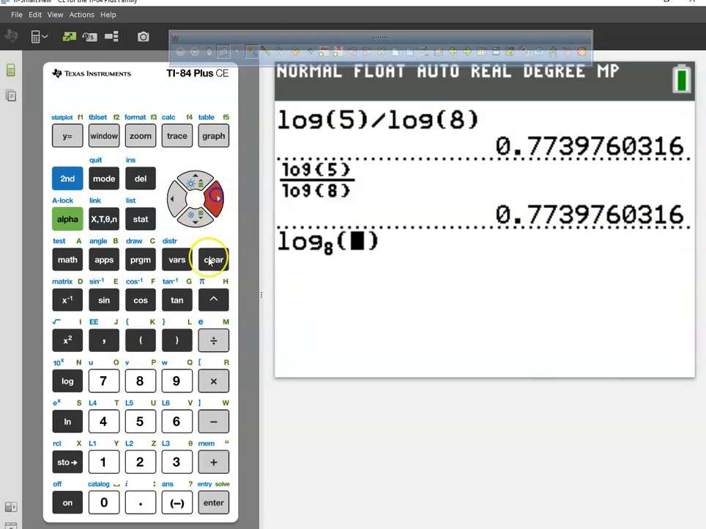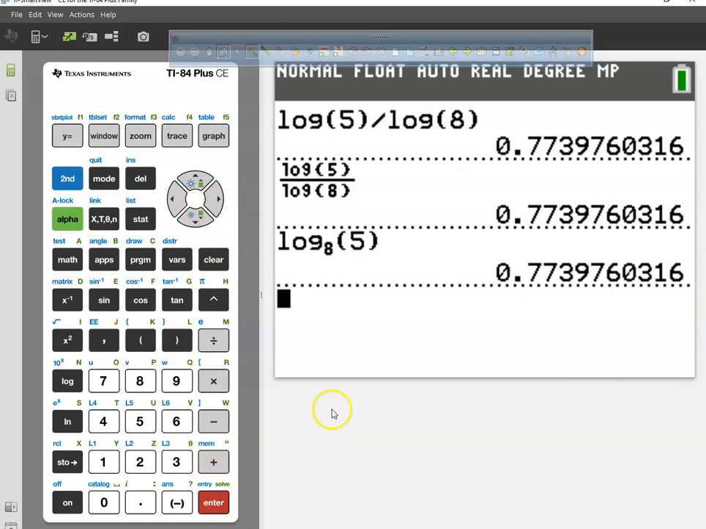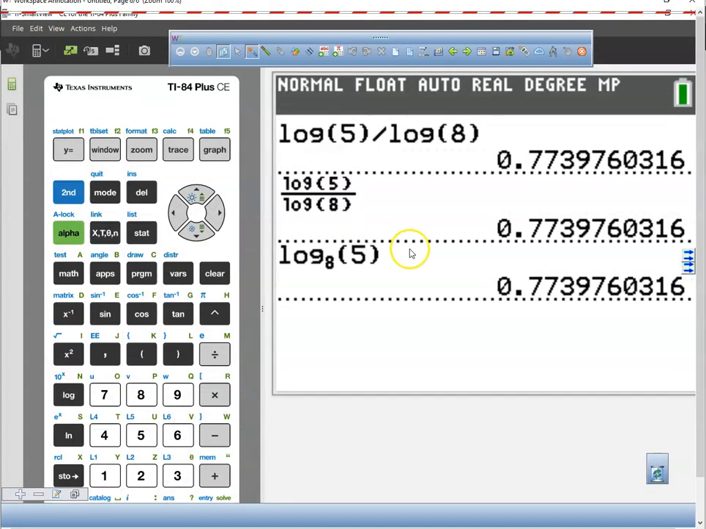An 8 and then a 5. But does everybody see that these are all the same? Yeah. So this is kind of the new technology; you had to know the change of base formula for the old technology. Okay? So we're going to put it to the nearest, what, thousandth? So this is to the nearest thousandth.